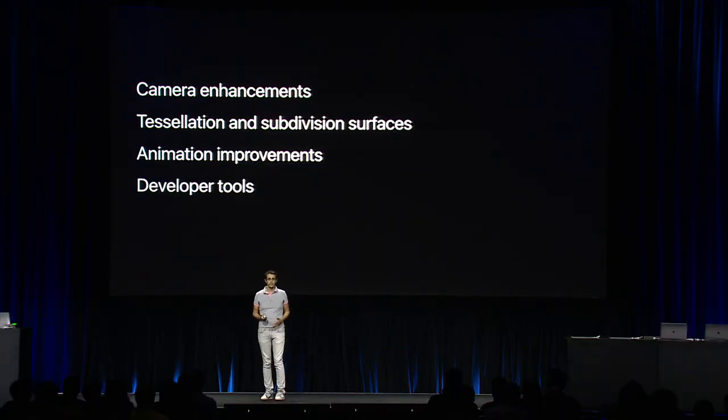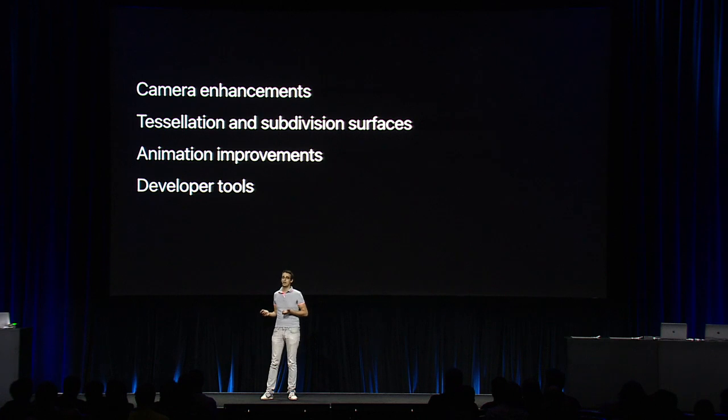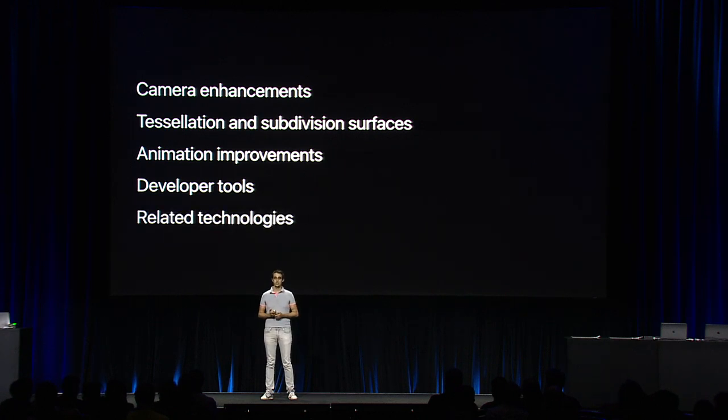So here's the agenda for today. I will first present some camera improvements that include some new camera effects and some new APIs to simplify the control of cameras. Then Amaury will come on stage and talk about tessellation and subdivision, some improvements and new APIs on the animation front. And to finish, we'll present some new developer tools and talk about some related technologies, including ARKit. Now to start, I would like to show you a little demo that illustrates some of the new APIs I'm going to detail later during the session.